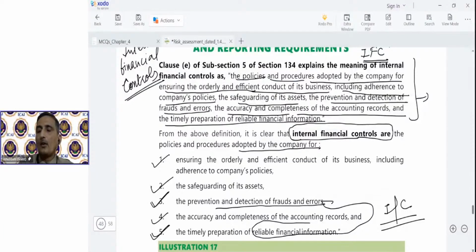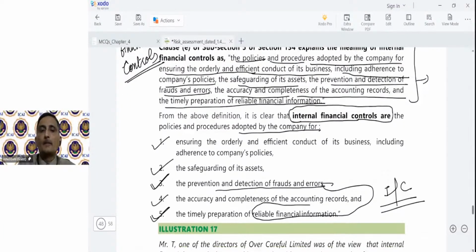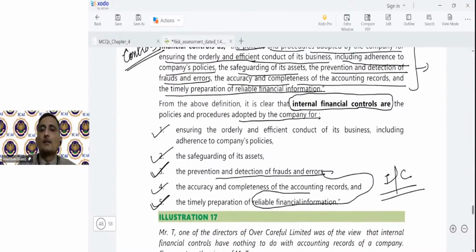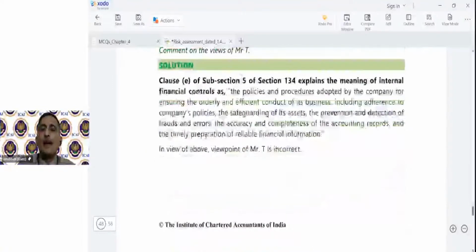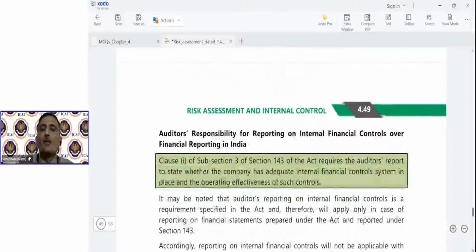So clear to you, Manisha? So internal financial control, meaning, you have understood? As per section 134 subsection 5 clause E.